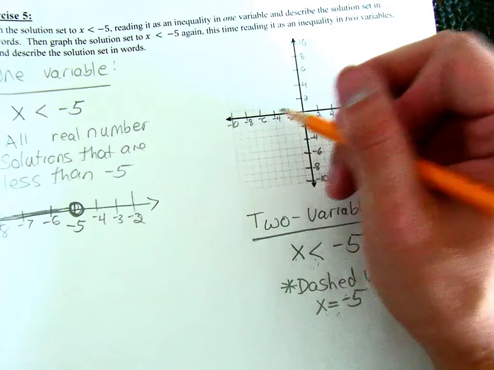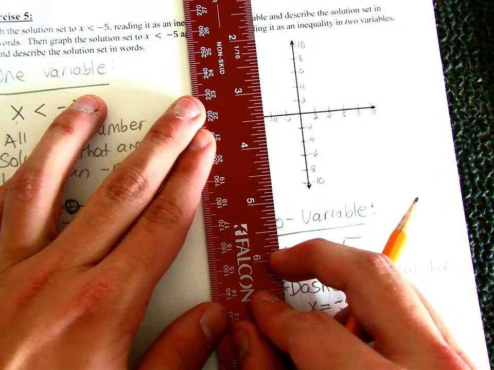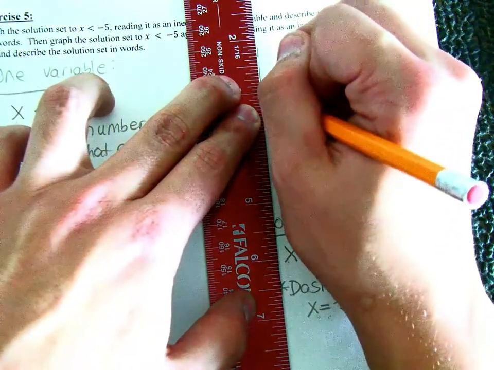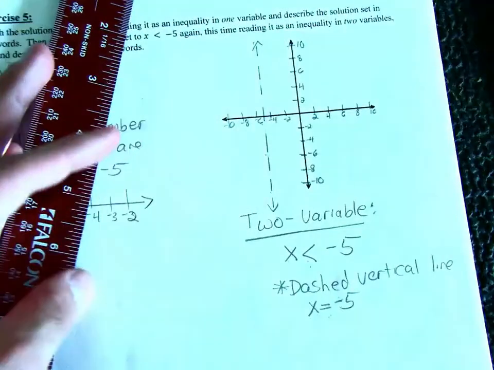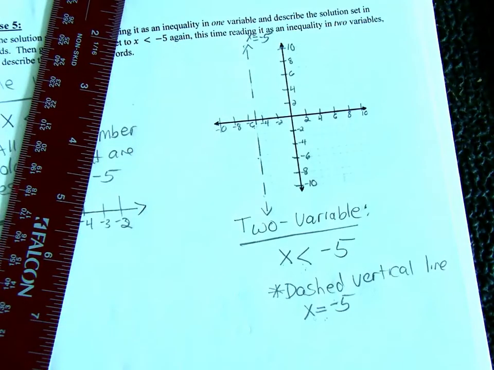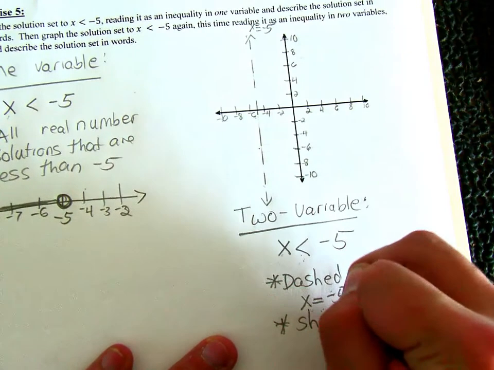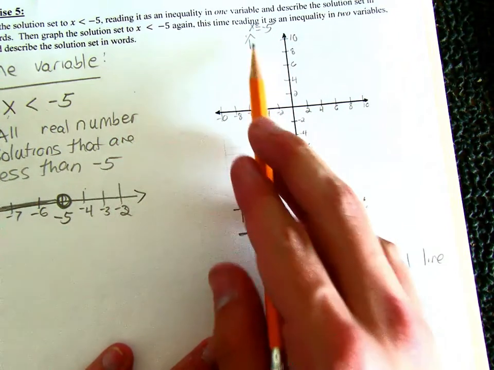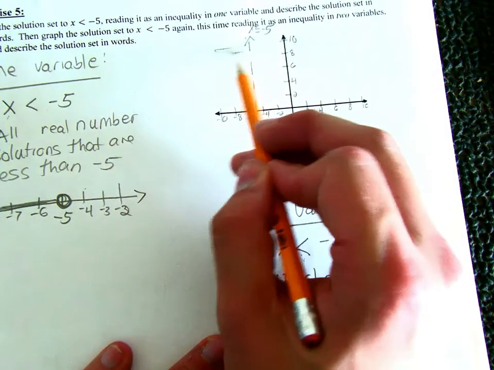Now I'm going to draw that dashed line. So I'm going to use a ruler, line it up with x is equal to negative 5, and then I'm just going to draw a dashed line. So there's my dashed line. This is x is equal to negative 5. Okay? And then since I know it's going to be less than, I'm going to shade to the left. Because where's any value of x that's less than negative 5? It would be over here to the left. So let's just shade everything to the left.